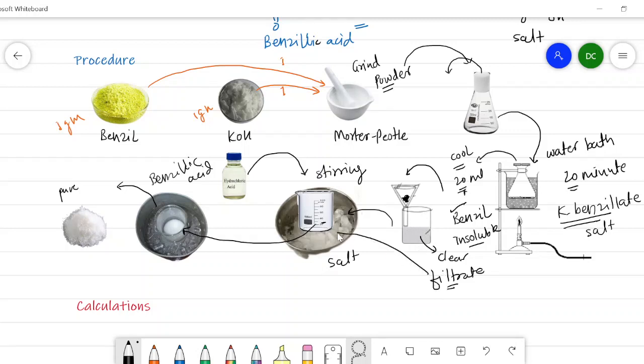This clear filtrate is put into the ice bath, and to this clear filtrate hydrochloric acid is added dropwise with continuous stirring. The salt is converted into the acid and we get white colored crude benzilic acid, which is filtered off, then dried, washed with water and recrystallized from water to get the purest benzilic acid.